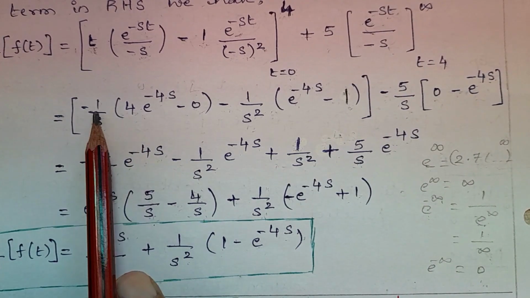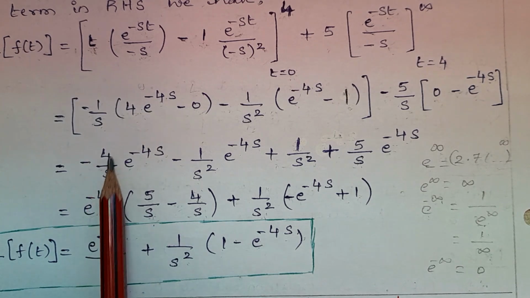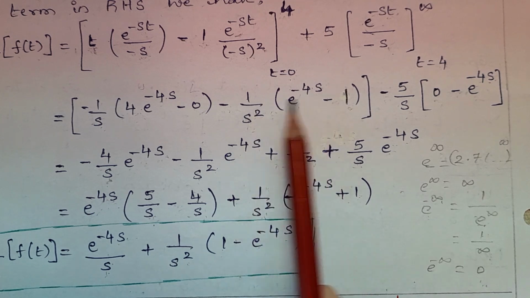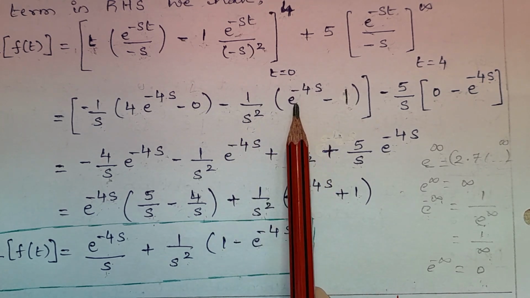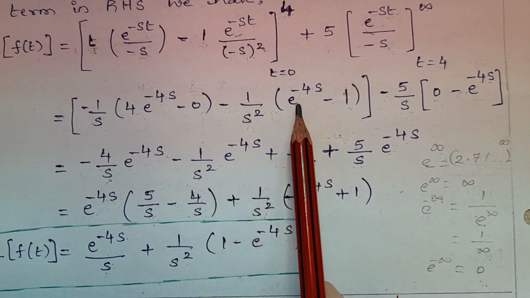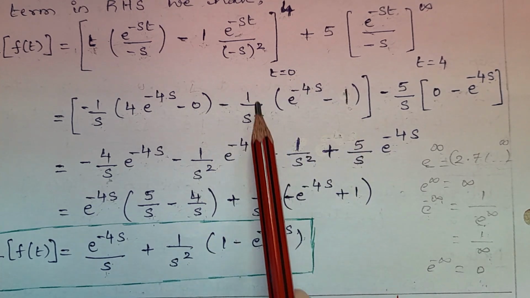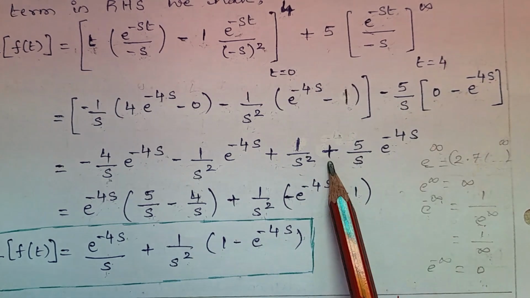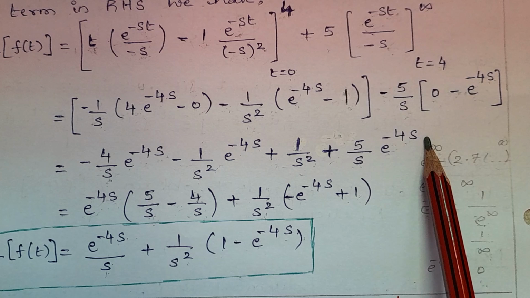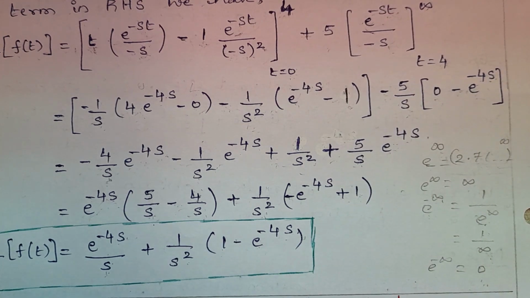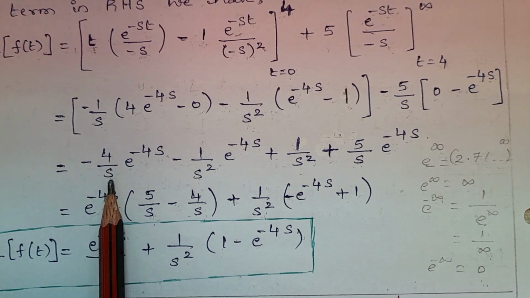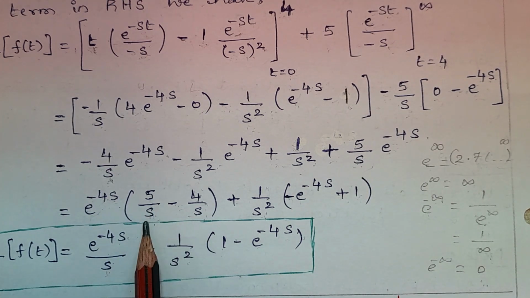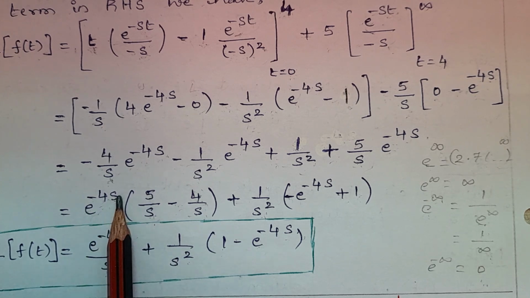Next, multiply these two, minus 4 by s into e power of minus 4s. Next, multiply these, minus into this one is minus 1 by s square into e power of minus 4s, minus minus plus 1 by s square into 1 is 1 by s square. Next, minus minus plus 5 by s into e power of minus 4s. So here minus 4 by s and plus 5 by s, take LCM, will get 1 by s. So 1 by s into e power of minus 4s.